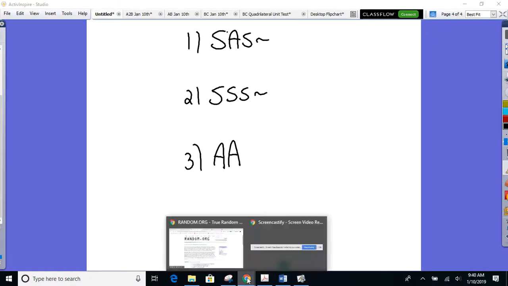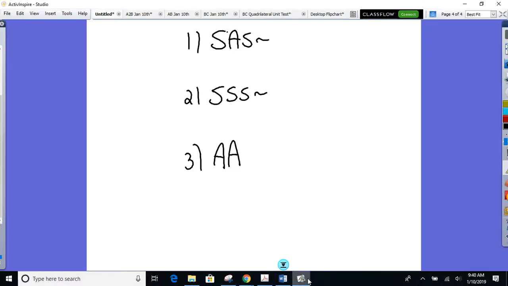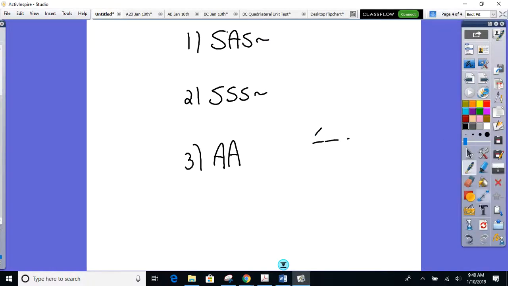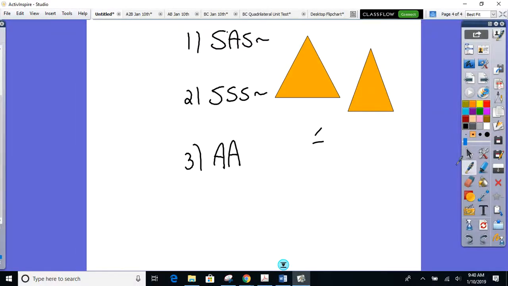When we did side, side, side, and side, angle, side, what did you have to know about the corresponding sides? Nope, that's regular side, angle, side. The angles need to be congruent, but the sides need to be in the same.